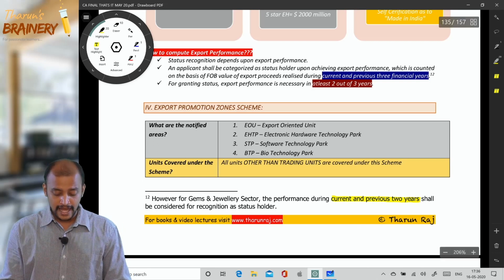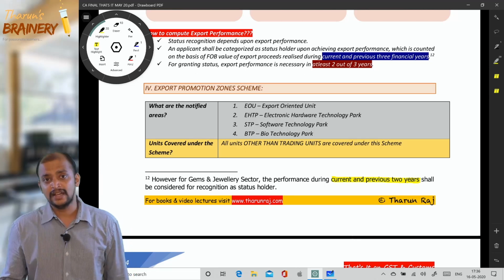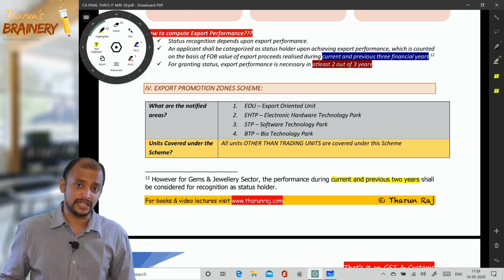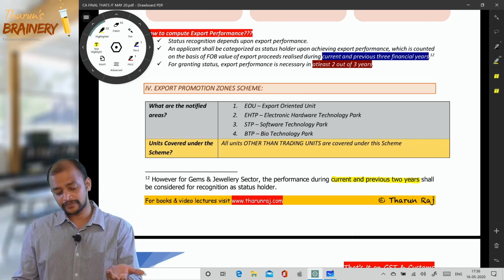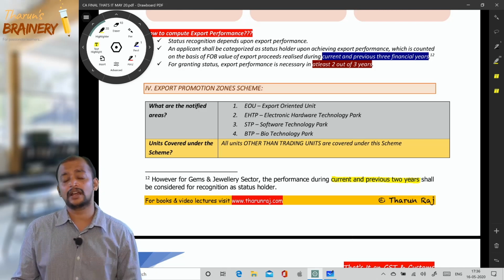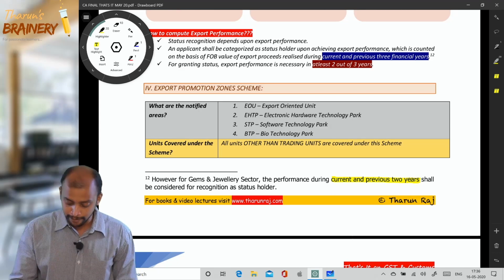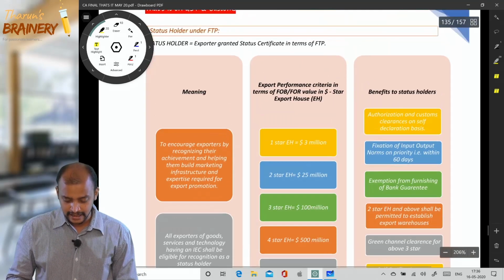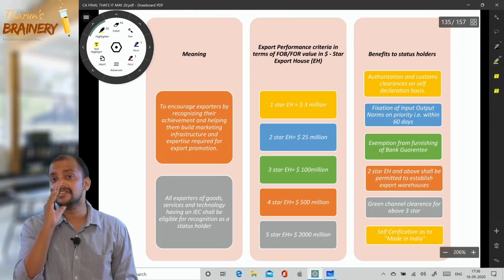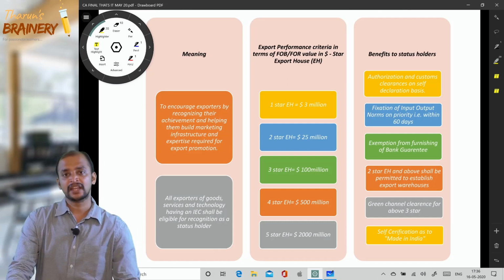And next, export promotion zone scheme. The 4th area. First we discussed advance authorization and duty free import authorization. Then we discussed EPCG. Third, we discussed MEIS, SAIS, and continuing to that reward schemes. Now we have not discussed one important point, that is status holder. Status holder, what are the benefits? Very, very important theory question.